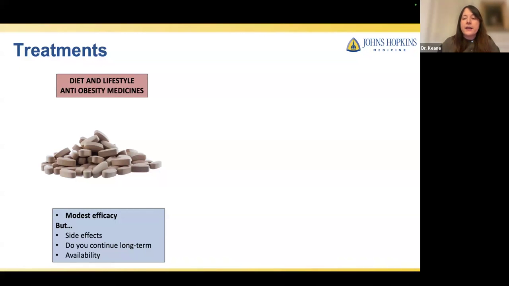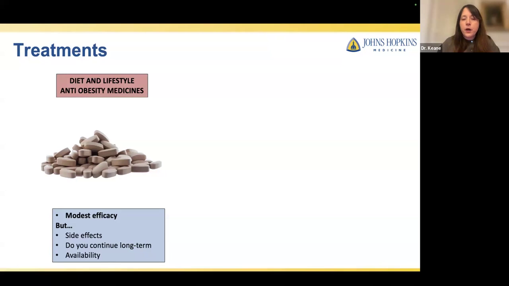So what about the next rung of the ladder? Well, there are many anti-obesity medicines that are now available and approved by the FDA. We read about these frequently in the press, and their efficacy is also improving all the time, which is really exciting.